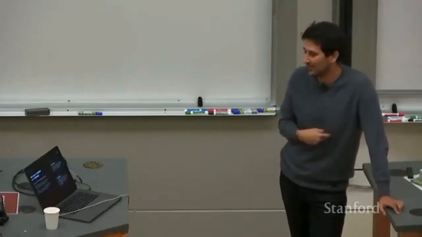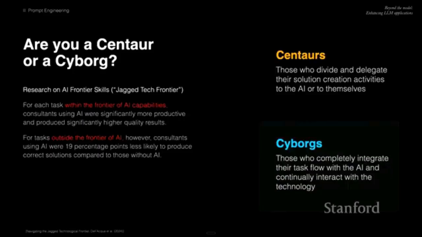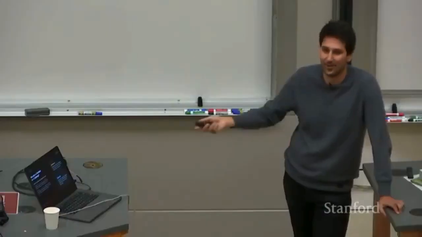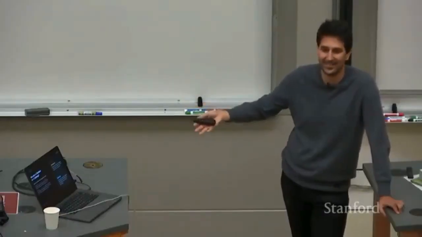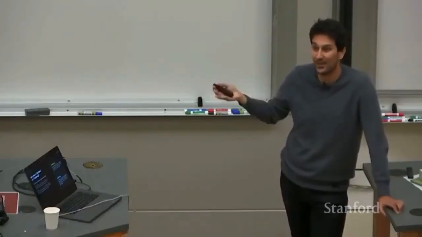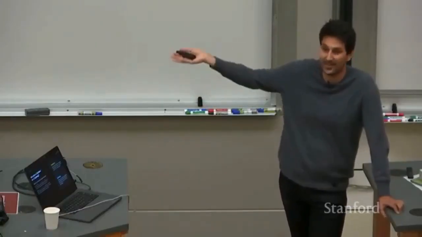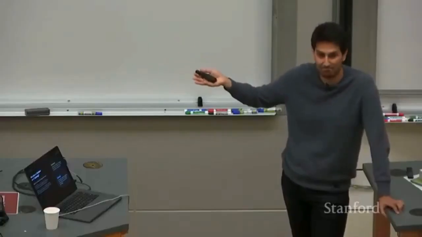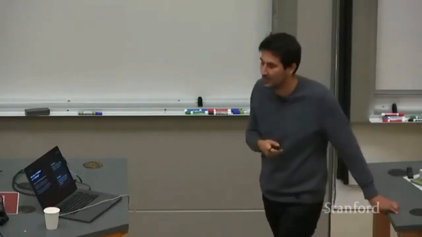Others would act as cyborgs. Cyborgs are fully blended bionic humans, a human augmented with robotic parts. Those individuals would not delegate a task fully. They would work super quickly with the model, going back and forth. I find that a lot of students work more like cyborgs than centaurs, while in the enterprise, when you're trying to automate a workflow, you're thinking more like a centaur. That's just something good to keep in mind.